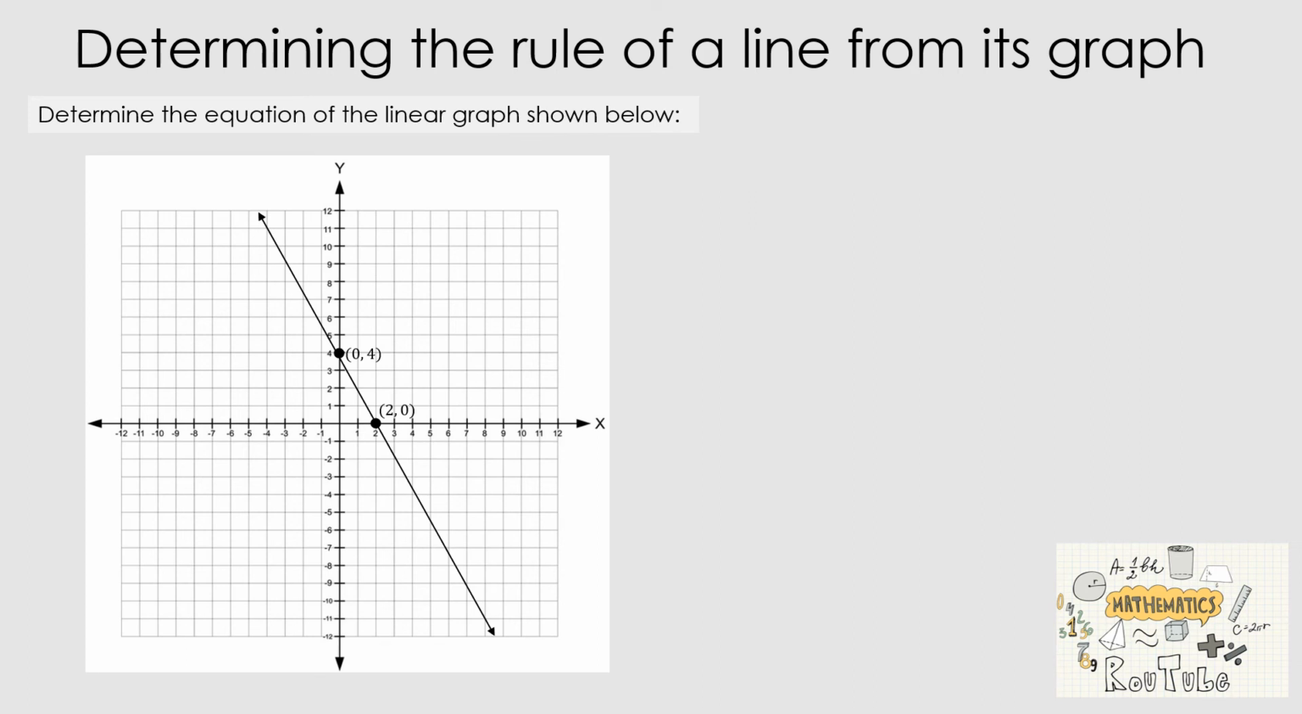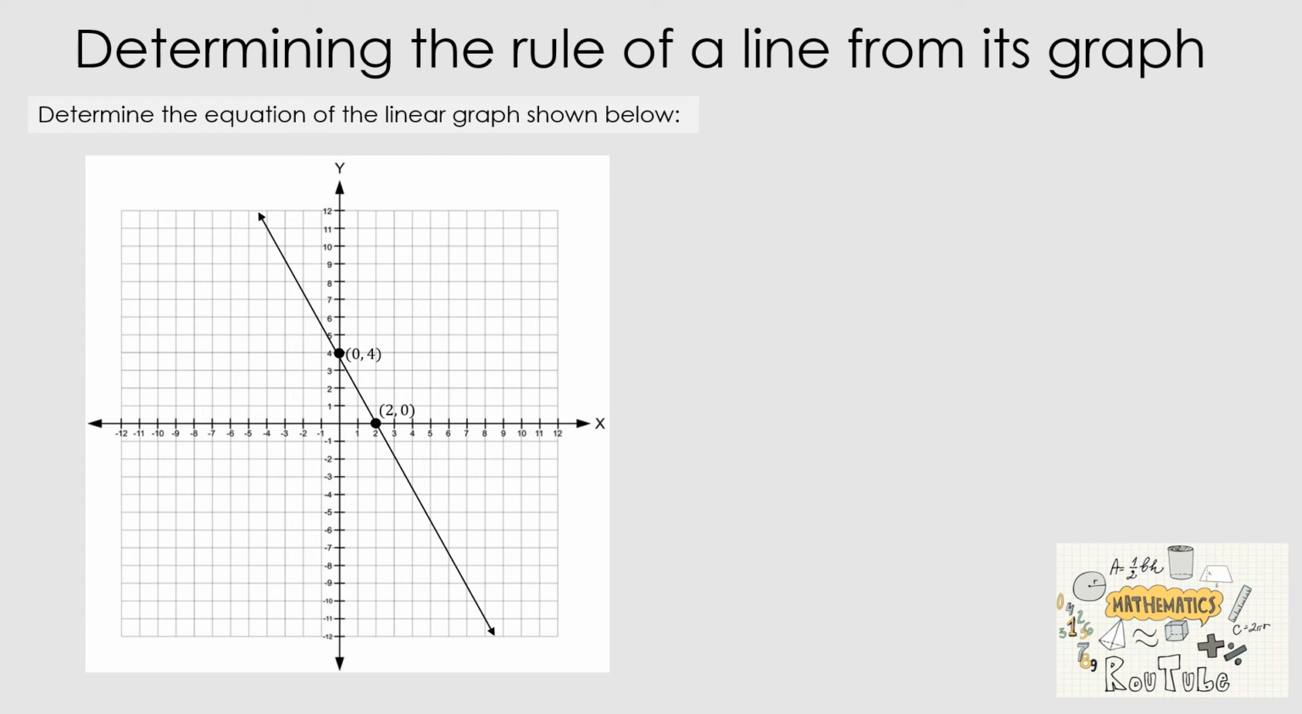Okay, and the final part for this video is to determine the rule of a line from its linear graph. So determine the equation of a linear graph shown below. If we're given a linear graph, we're given the coordinates, or even if we're not given the coordinates, we should be able to find the coordinates of the 2 points. Remember, all we need is 2 points to be able to find or determine the equation. The process is as follows.